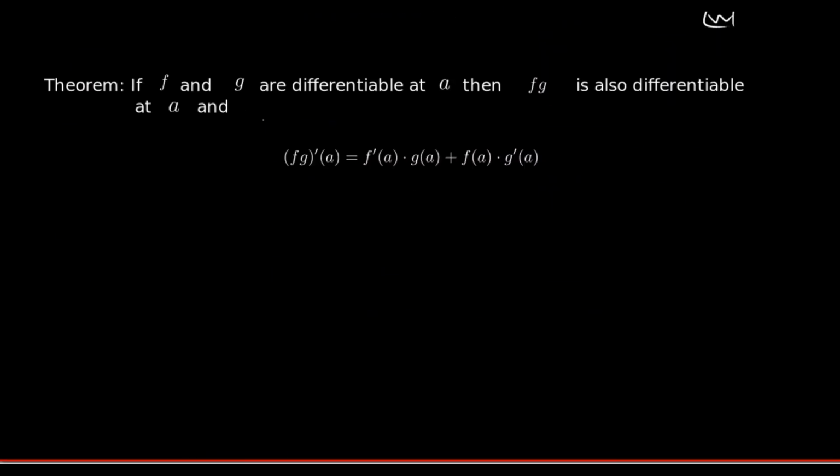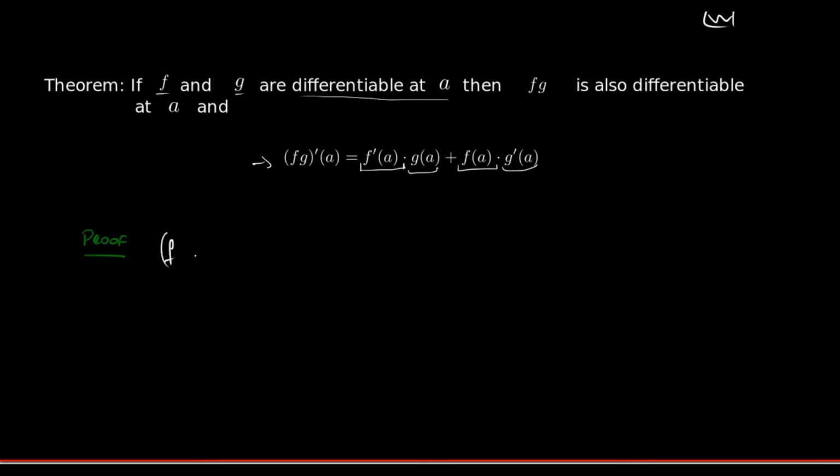Now we're going to continue with the rule for the product of two functions. We have again f and g, two differentiable functions at a, and then the derivative of the product is the derivative of f times g without the derivative plus f times the derivative of g. Let's prove this theorem. Again, we're going to be using the definition for the derivative.